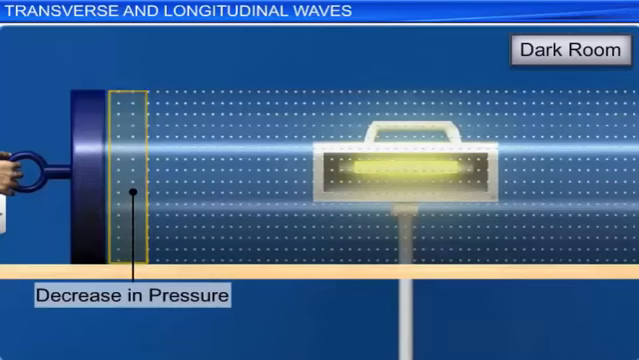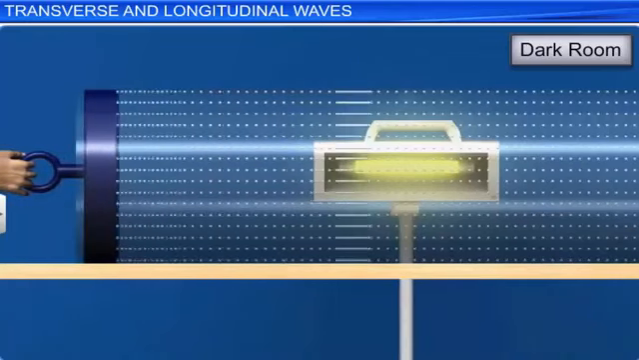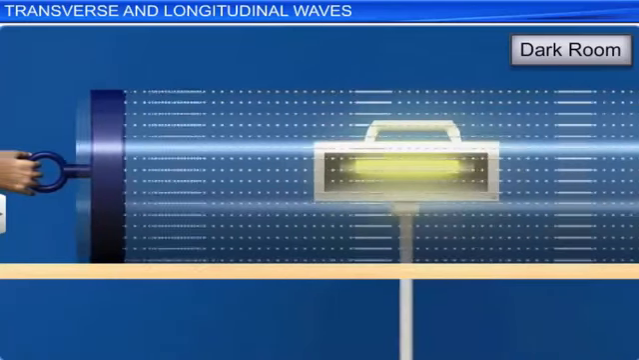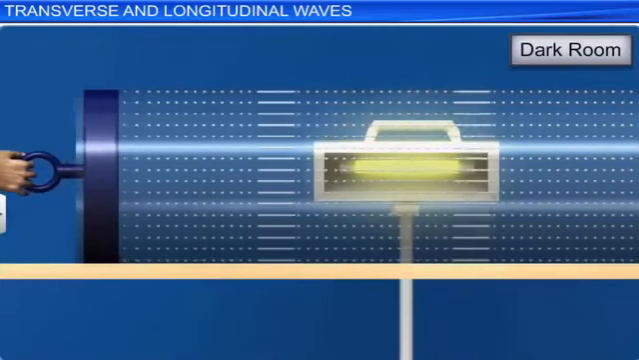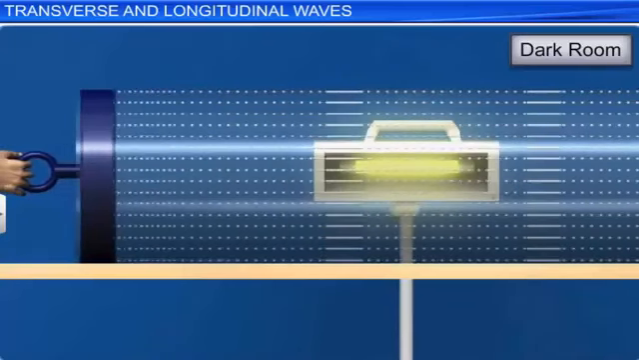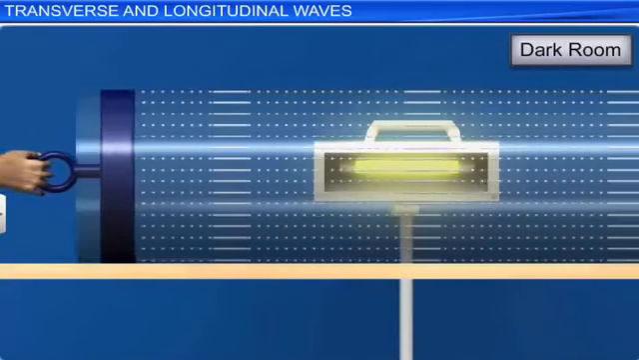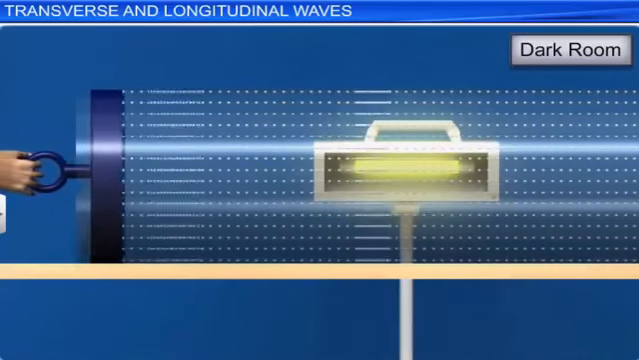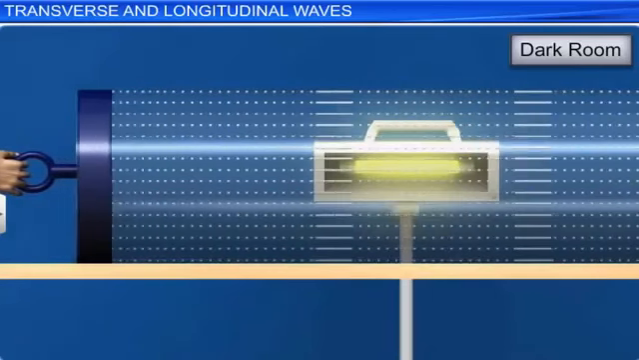Now let us move the piston forward and backward about a mean position with a simple harmonic motion. We see a series of compression and rarefaction bands formed by the dust particles inside the tube, moving towards the other end. These bands constitute longitudinal waves.